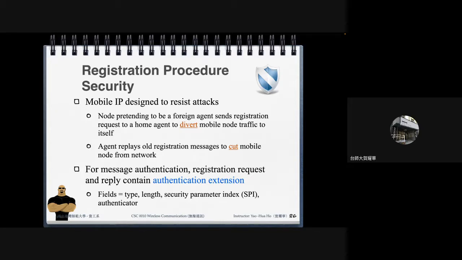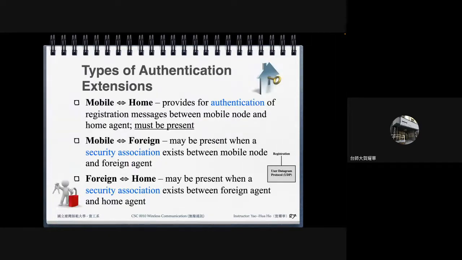Mobile IP is supposed to be designed to resist attacks. For example, a mobile device might pretend to be a foreign agent to divert the network packets. So the agent will reject the old registration message by cutting the mobile node off from the network. But for fifth generation, you don't have to worry about that, because it cannot happen, since the mobile device acts as its own foreign agent. So the message authenticate and register request will contain the authentication extension. Now, that extension is this.